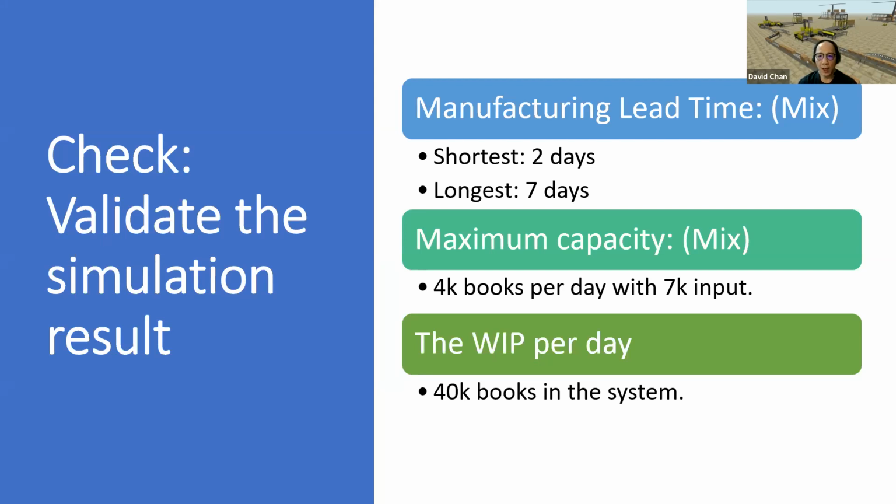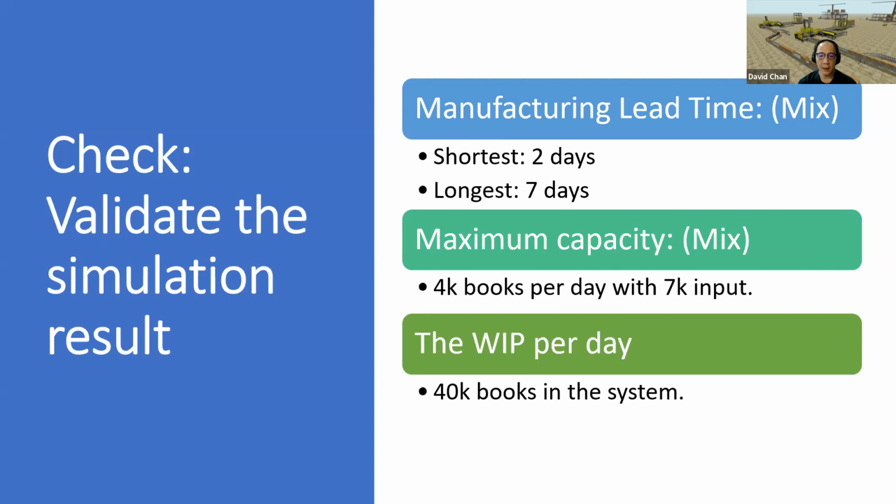We found that the shortest time they take to complete a certain book type is about 2 days, and the longest is about 7 days. That is under the mixture of different books pumping into the operation. Also under the same scenario, we realized that with about 7,000 books input to the line daily, their output is roughly 4,000. And their WIP accumulated per day is roughly about 40K in the system. All right, 40K in the system.